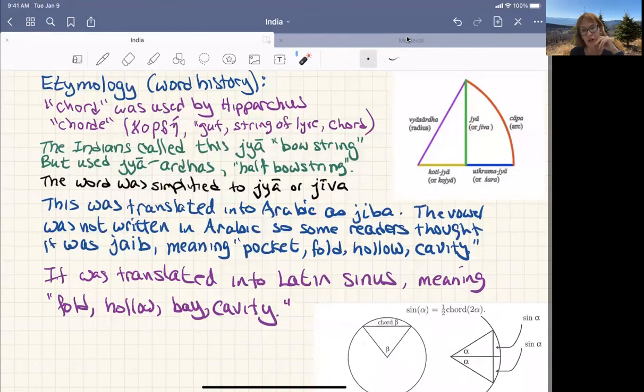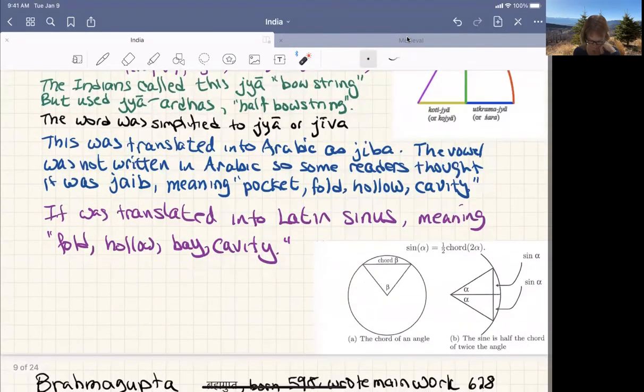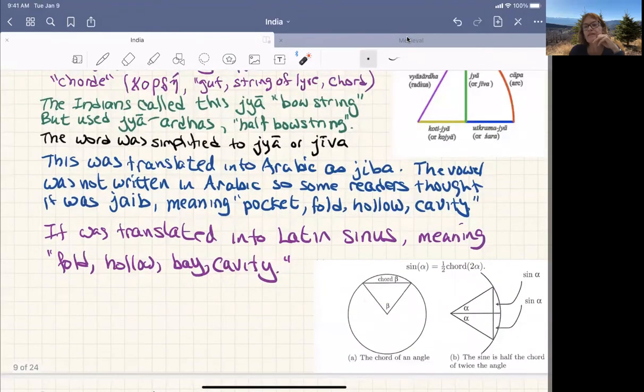So then this word, jaib, meaning a cavity, was translated into Latin as sinus, which meant cavity. But they translated the wrong word. And so this is where our modern word sine comes from. And basically it comes from a misinterpretation of an earlier Arabic word.